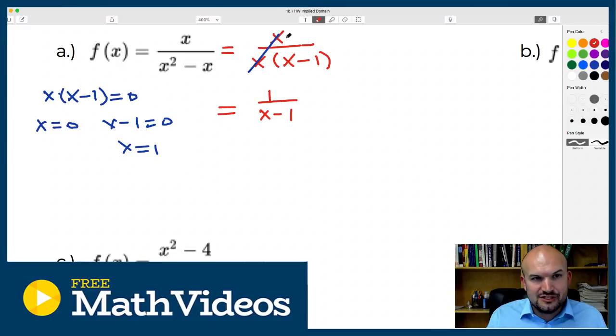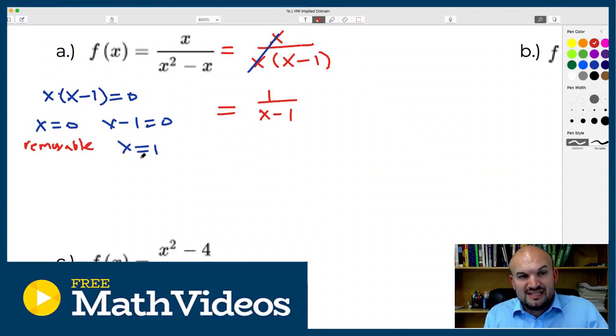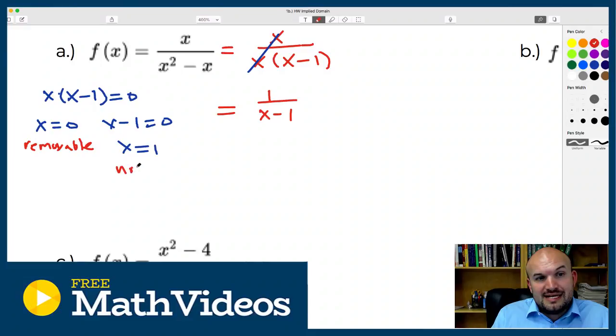When a discontinuity can be divided out, hence, see the x here, that got divided out, so x equals 0 is what we call a removable discontinuity, because it got divided out. Whereas x minus 1 remains in the denominator. So the discontinuity, or the value that's undefined, x equals 1, is where the vertical asymptote is. So that'd be a non-removable discontinuity.